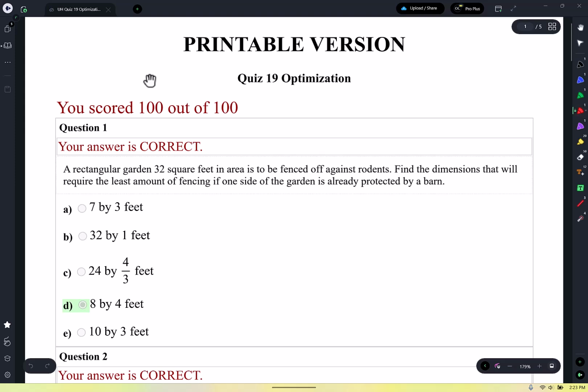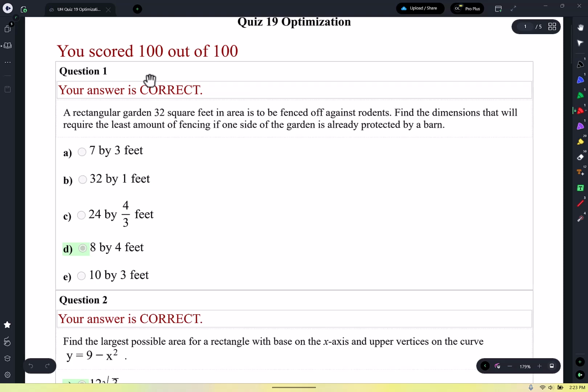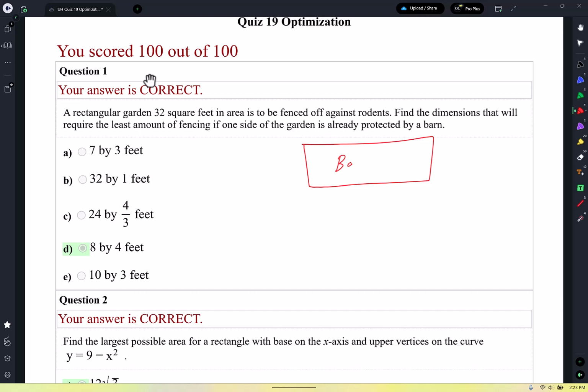All right, here we go. A rectangular garden, 32 square feet in area, is to be fenced off against rodents. Find the dimensions that will require the least amount of fencing if one side of the garden is already protected by a barn. All right, so draw. Here's your barn. This is a barn, guys. It's an aerial view. And here's the fence.